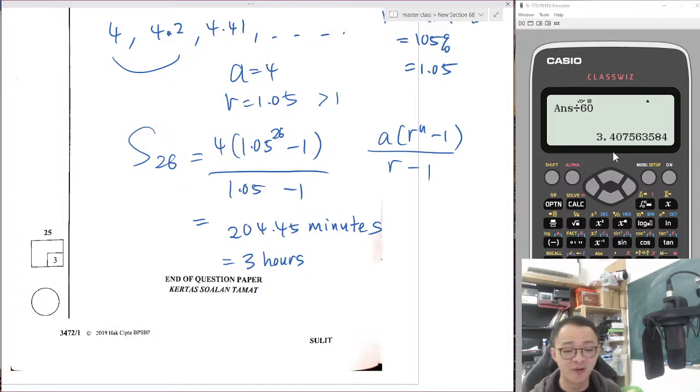But this is 0.41 hour, which is what I don't want. I want to change this one into minutes. I will minus 3 hours first. Then all this is hour. I will change it into minutes. I multiply 60, which is 24 minutes.